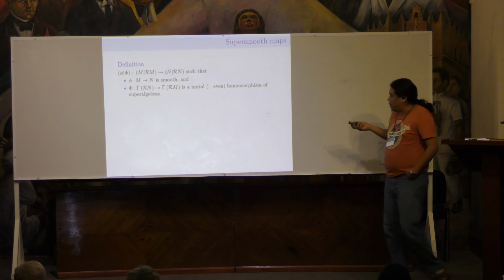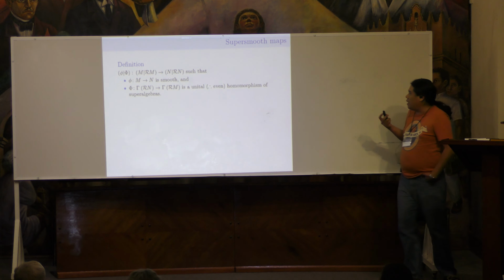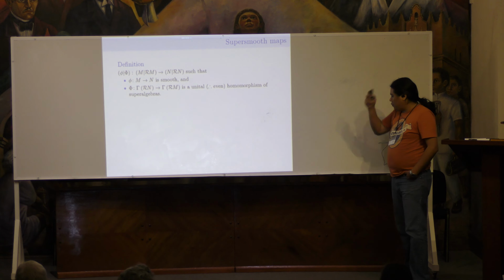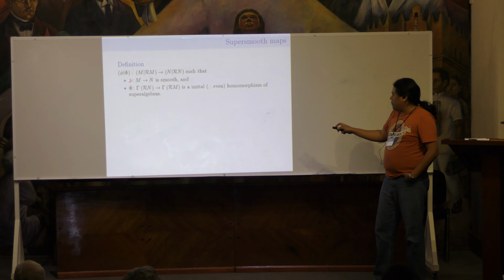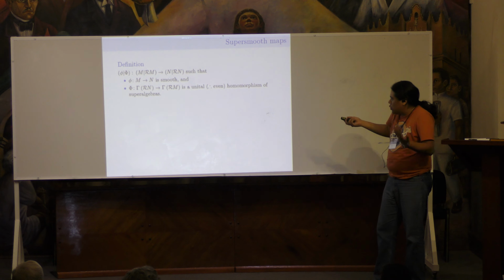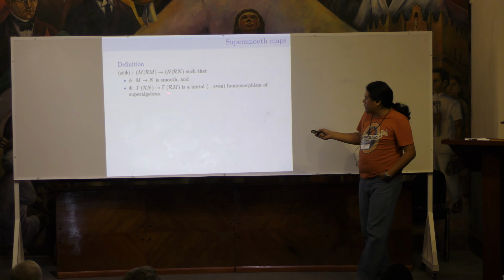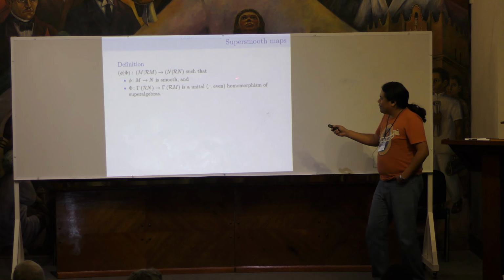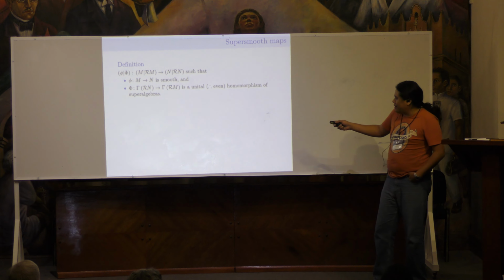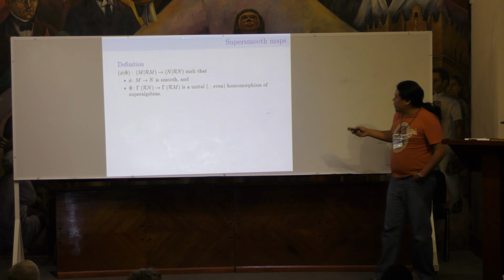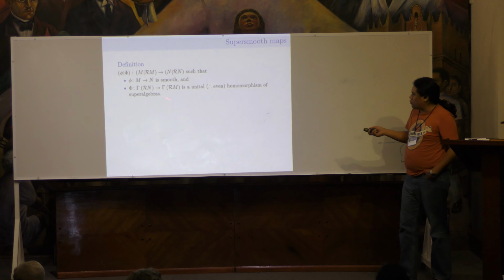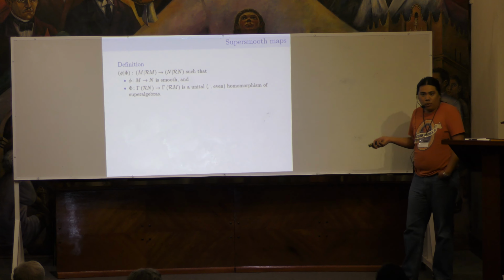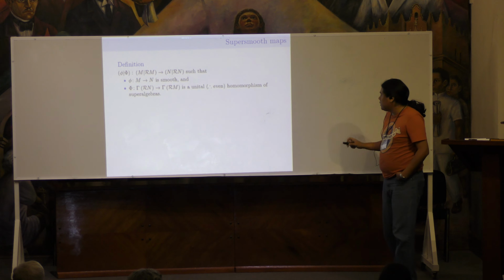And now I have to tell you what the smooth maps, the smooth supermaps are. And well, the definition is again quite straightforward. It consists of two parts. The first one is a usual smooth map between two manifolds, and the other one goes the other way around. This is necessary, and it's a unital homomorphism of superalgebras. That means that one goes to one, and this forces the morphism to be even.